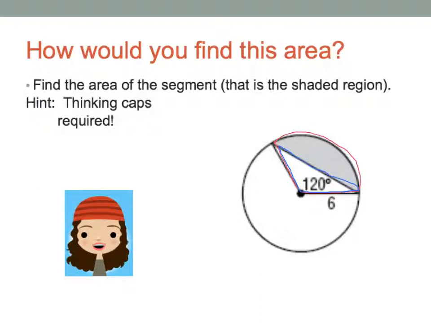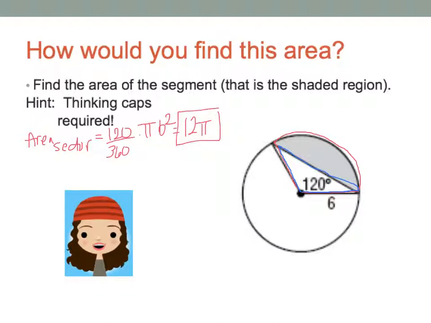So let's do step one. Let's find the area of my sector. The way I do that is I do 120 divided by 360. Remember, that's my proportion. And I'm multiplying it by the area of the entire circle, which is pi r squared. Once I simplify all of this, I get 12 pi. Now this is the area of my sector. Next step is I need to find the area of my triangle here, and eventually I'll subtract those two.